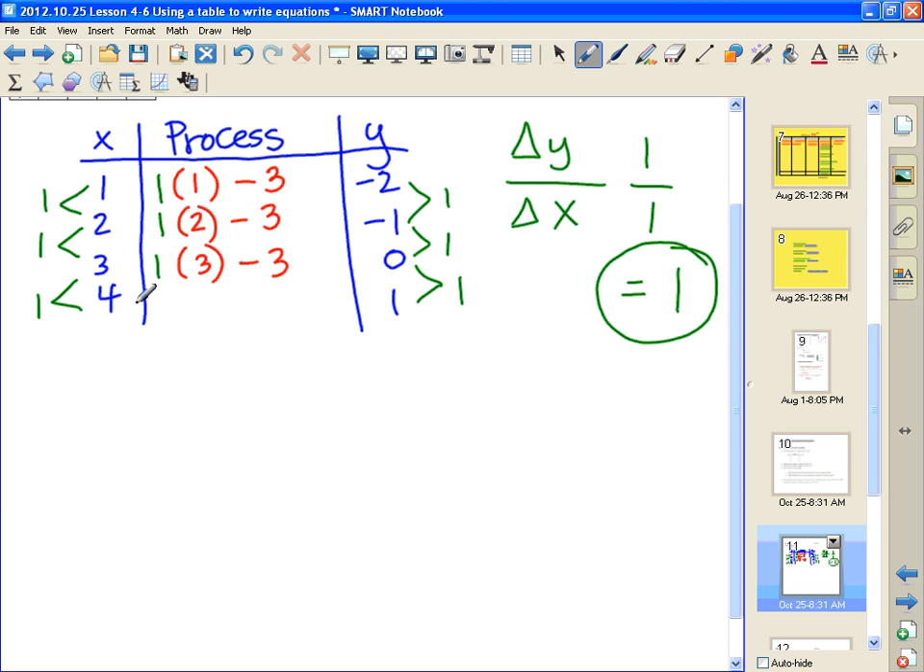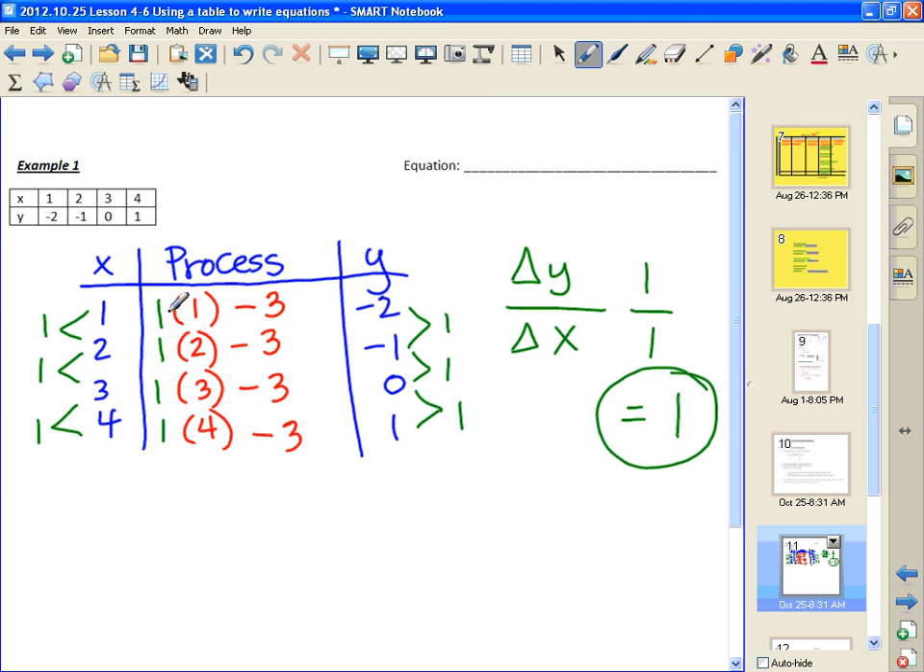Okay, and then I put my rate of change again. 1 times my x value, which is 4. So 1 times 4 is 4. Minus 3 is 1. Okay, so now what we did each time was we took 1 times whatever our x value was and subtracted 3, right? So for our equation, we're going to write our y value is 1 times the x value minus 3. Not that bad.